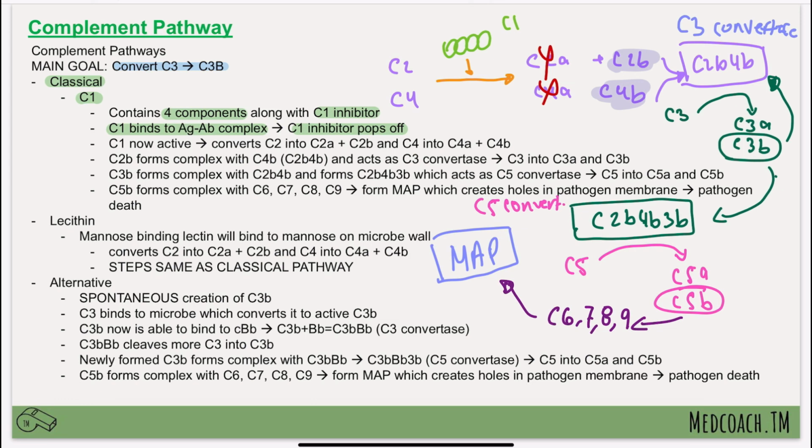And this membrane attack protein is going to create holes in pathogen membranes, and this will result in the pathogen death. So this MAP being formed is extremely important, because we want this membrane attack protein to make sure that it goes and kills these pathogens. The membrane attack protein is what's killing these pathogens.